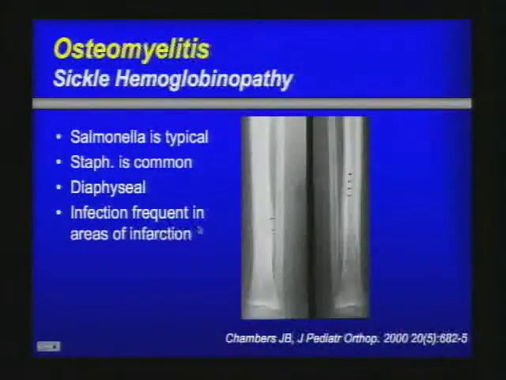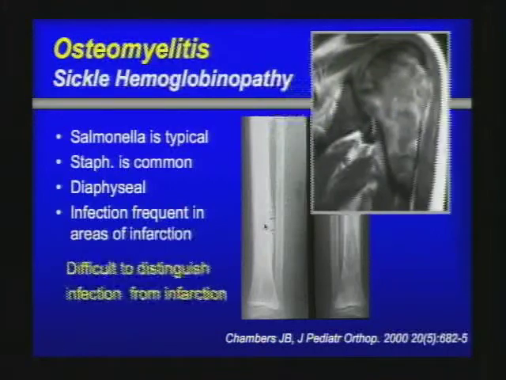Sickle cell hemoglobinopathy has typically infections with salmonella, which are otherwise relatively rare, but keep in mind that it doesn't necessarily have to be salmonella. It could also be staphylococcus, which is pretty common in these patients too. Usually, these infections are located in the diaphysis, and they are typically found in areas where you have infarction.